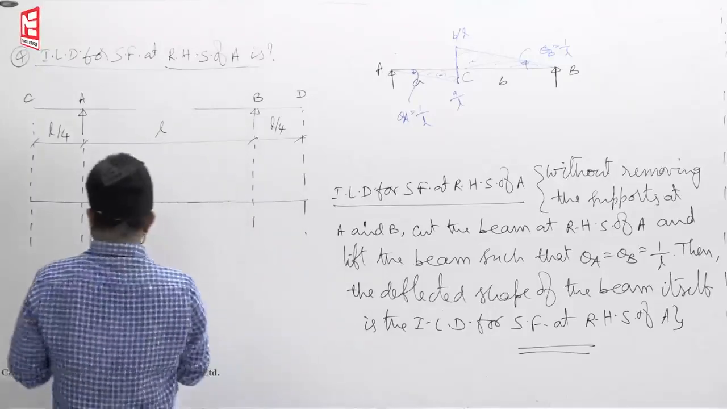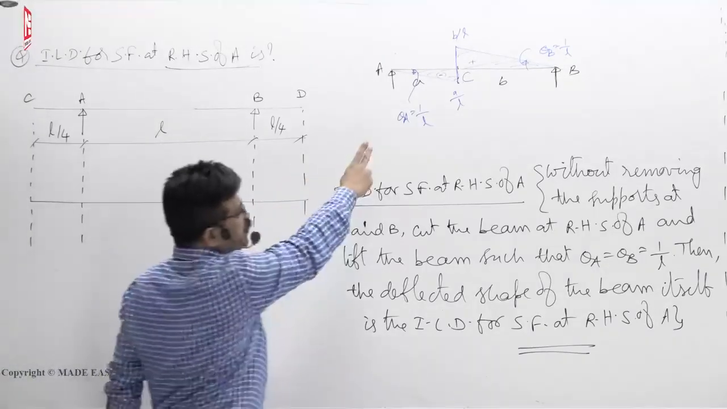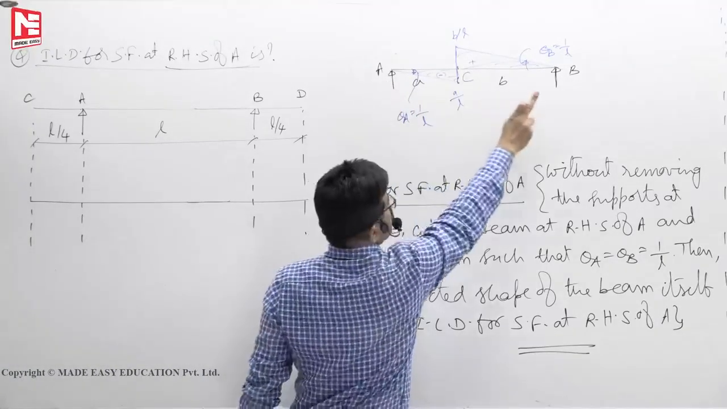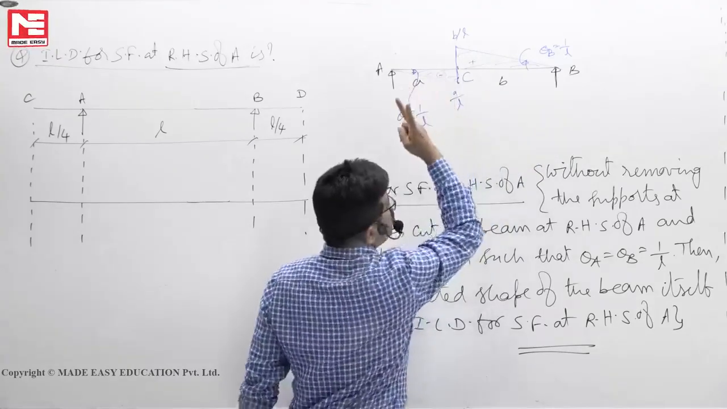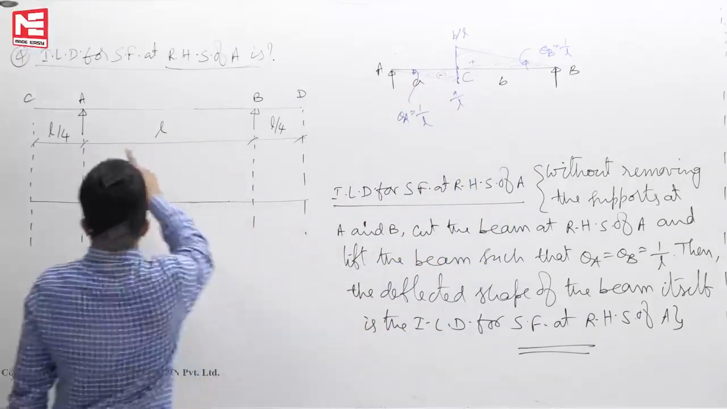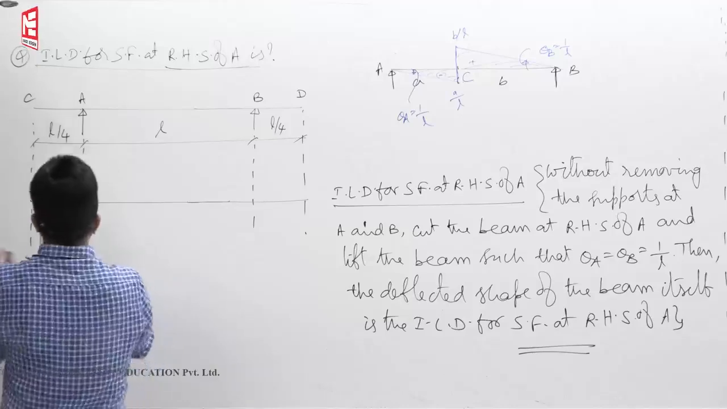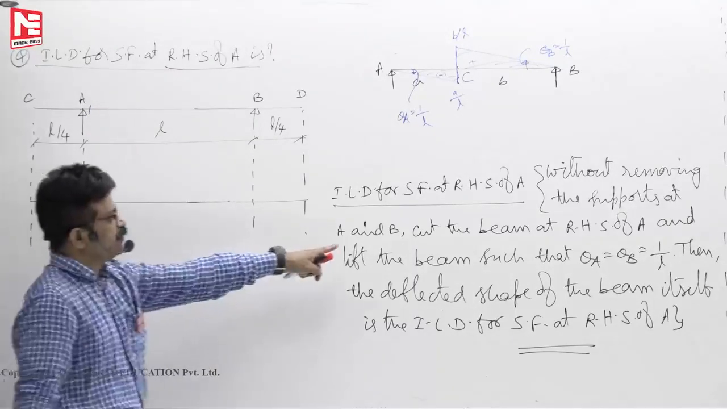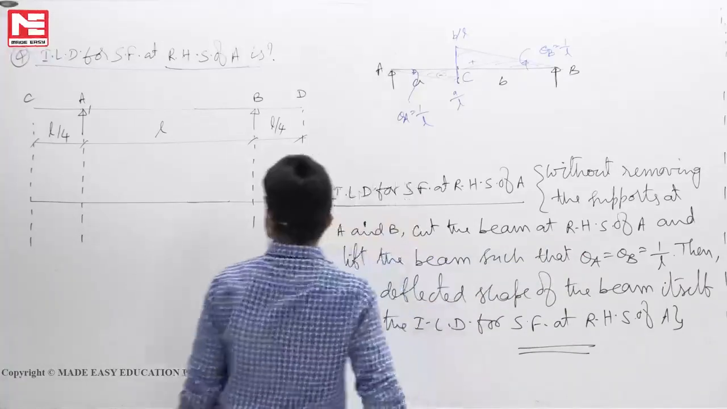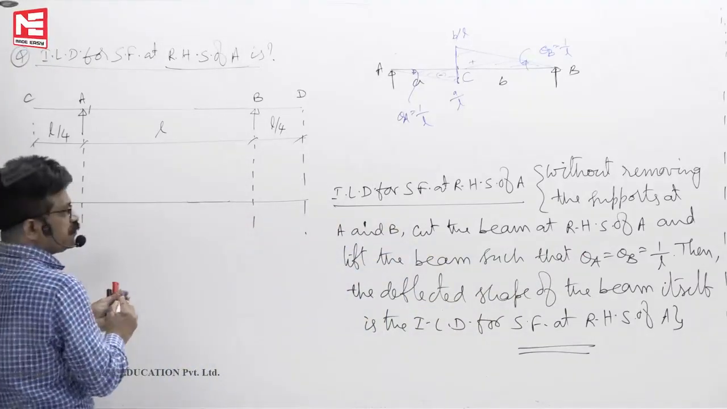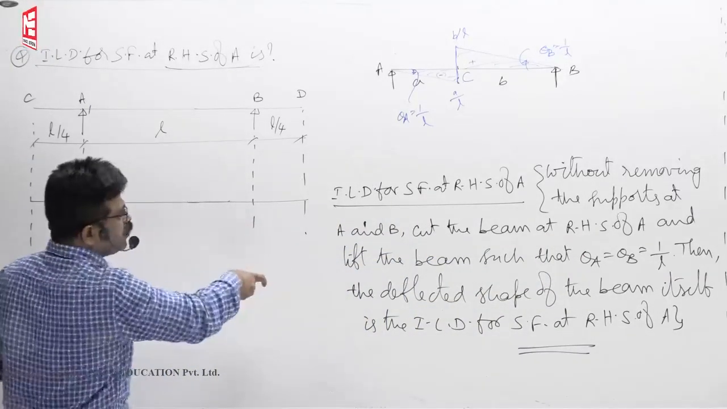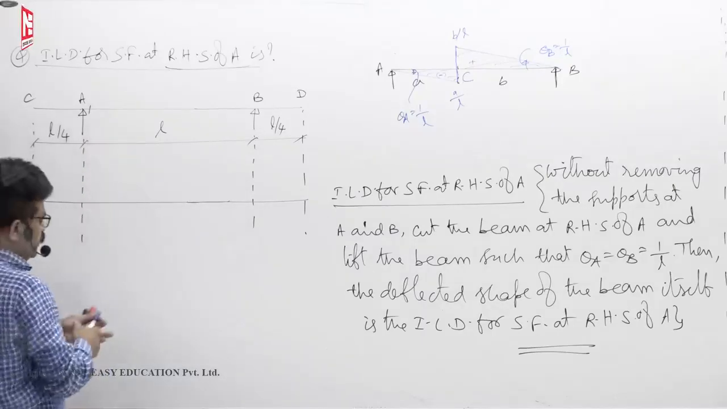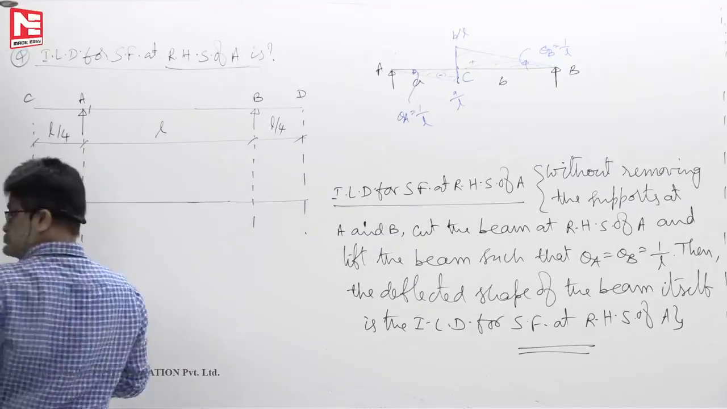So now come to this one. First what you have done here: without removing the supports at A and B, cut the beam at C. Now, without removing the supports at A and B, where do you have to cut? RHS of A. Cut the beam at RHS of A. Then lift the beam such that theta A is equal to theta B is equal to 1 by L.